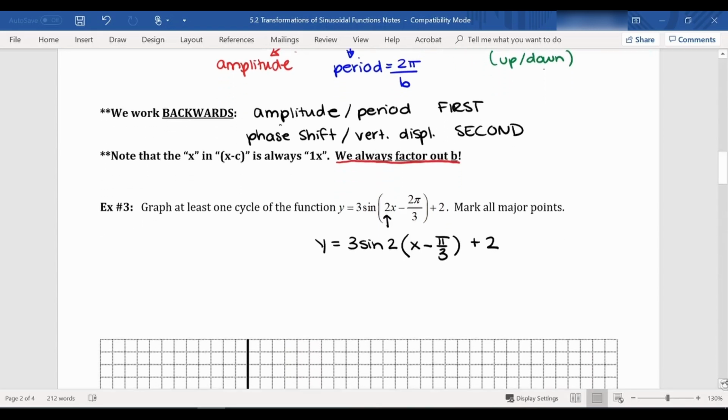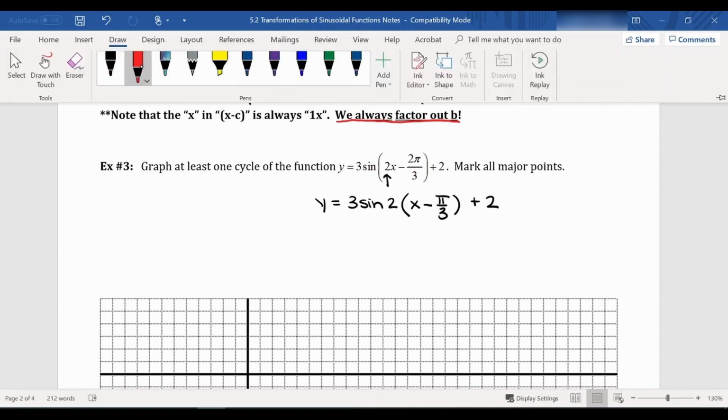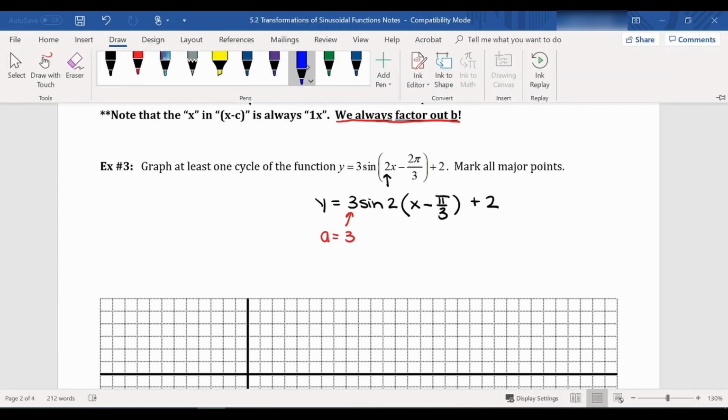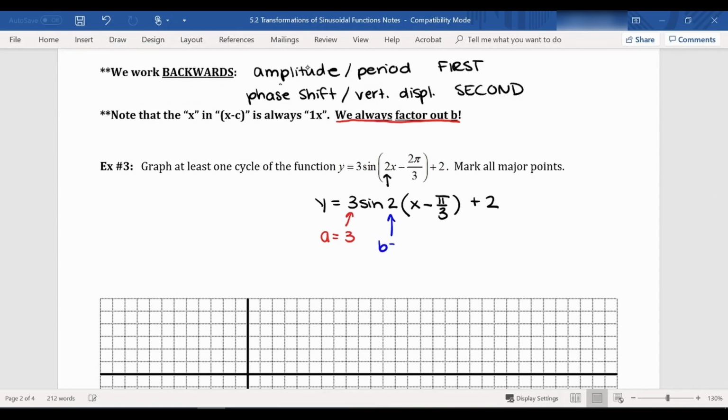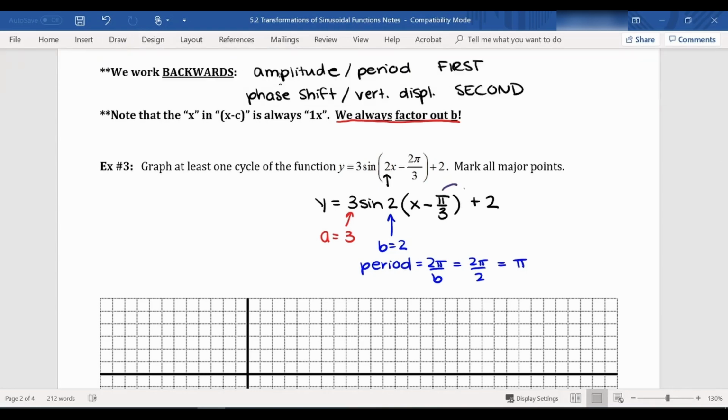And now I can determine all of the things that are going on here. So I have an amplitude of 3. I have a B value of 2, which helps me with my period. My period is 2 pi over B, or 2 pi over 2, or pi. I have that I'm going to move by pi over 3 to the right.